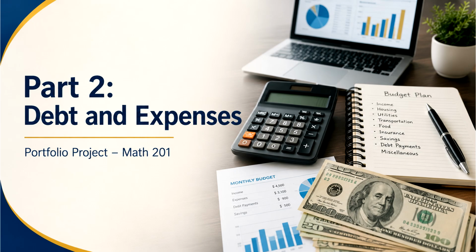Welcome to part 2 of the Portfolio Project. In this section, you will use information from part 1 to evaluate your financial situation. You will calculate your debt to income ratio, determine a recommended life insurance policy, estimate retirement savings, and also calculate an emergency fund. Throughout this section, be sure to show all calculations and carefully answer the reflection questions using complete sentences.